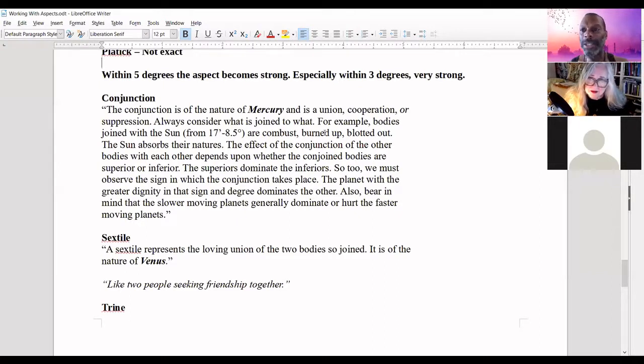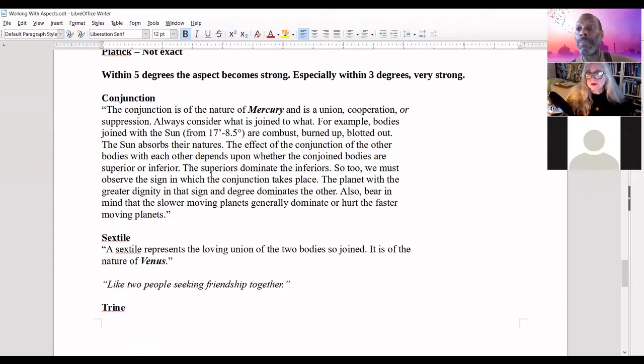So notice what he says. Obviously, we've talked already about how when the sun is in conjunction to a planet, it's malefic, and it's called combustion. We talked about the three stages of combustion before, and how the sun husks out and absorbs the nature of the other planet. The effect of the conjunction on the other bodies which are with each other depends on whether the conjoined bodies are superior or inferior. Now, I had never heard about this before, so this is something I'm interested in looking into.